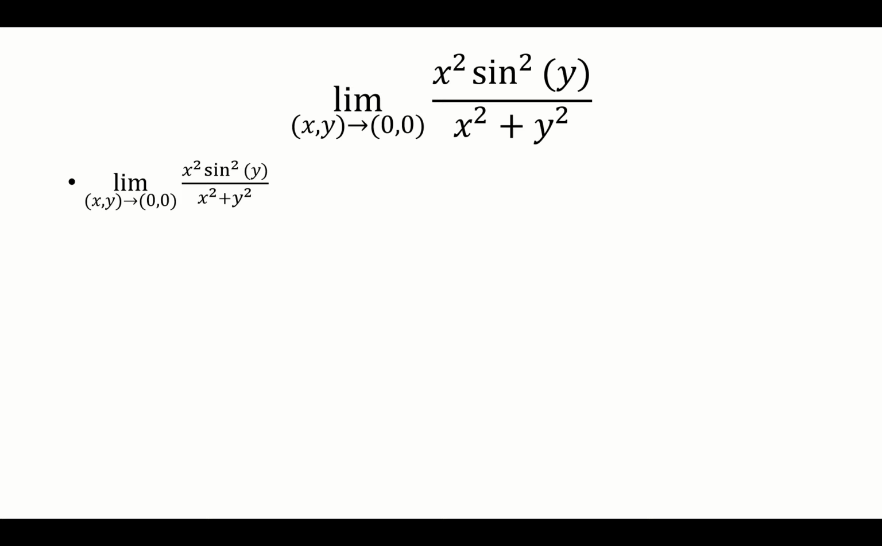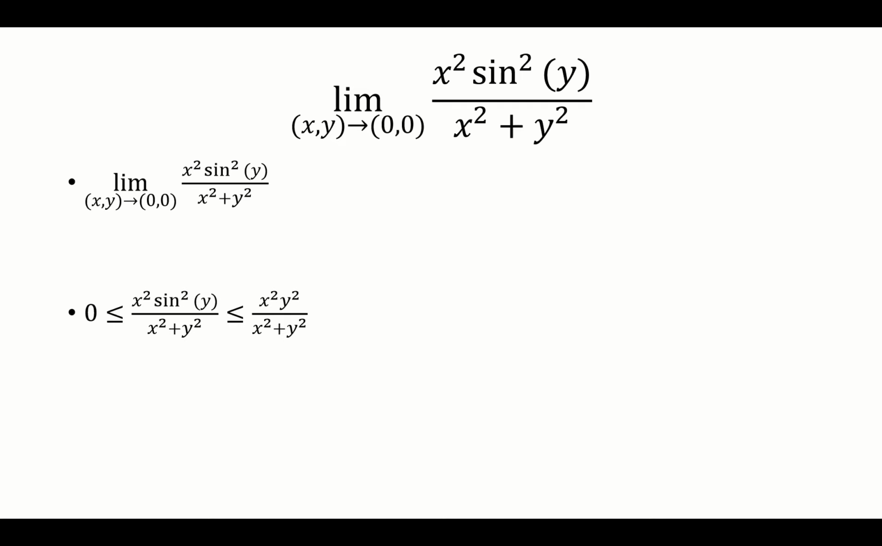We know a lower bound is going to be 0 because x squared sine squared y over x squared plus y squared is always going to be greater than or equal to 0. And for the upper bound, we know that sine x is less than or equal to x. And so if we square both sides, sine squared x is always going to be less than or equal to x squared. In this case, sine squared y is going to be less than or equal to y squared. And then everything else will be the same.